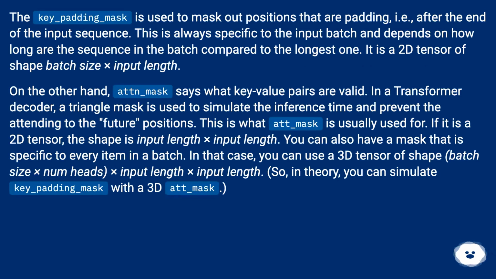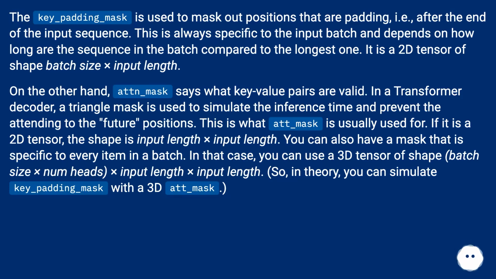The key_padding_mask is used to mask out positions that are padding, i.e., after the end of the input sequence. This is always specific to the input batch and depends on how long the sequences in the batch are compared to the longest one. It is a 2D tensor of shape batch size times input length.